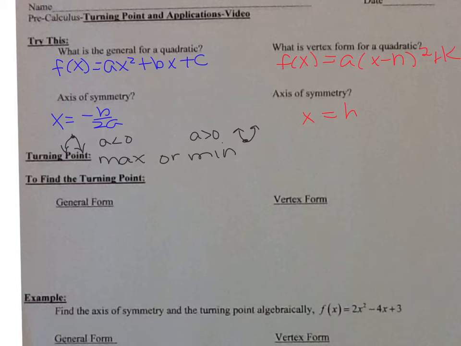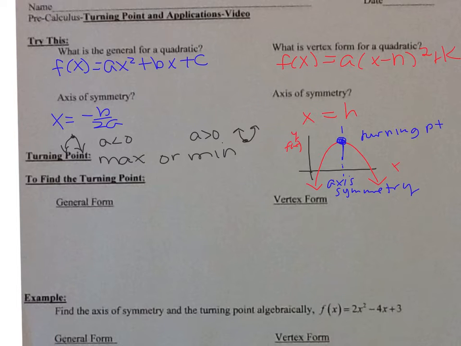All right, so now let's just take a quick look at a graph of a parabola. So let's say I have this parabola. Okay, it opens down, so that means a is less than 0. Right, so I have my x, I have my y, which is f of x. Okay, and this here is my turning point. Okay, now the turning point, what goes right through the turning point is the axis of symmetry.